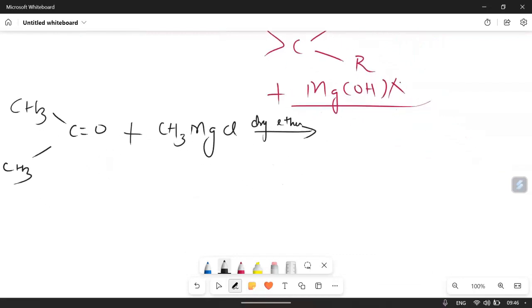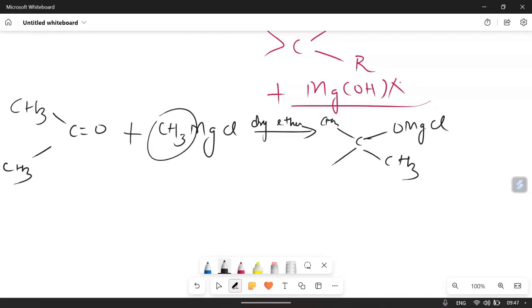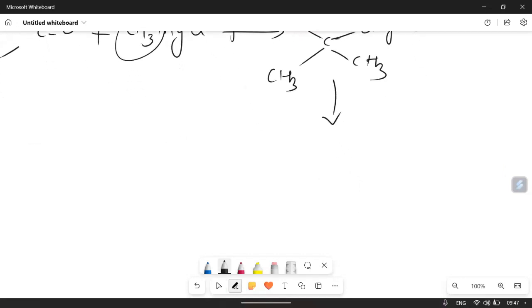It will form an intermediate like CH3 C double bond O. So this bond will break in between and it will form OMgCl. Here the CH3 will come, and further hydrolysis will give C with all the CH3 attached like that, and it will be OH. So this is 3-degree alcohol from what?